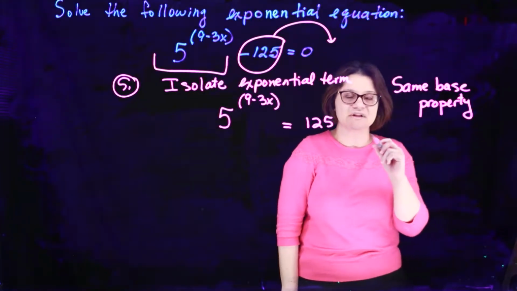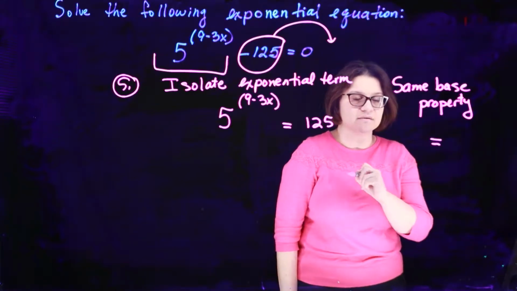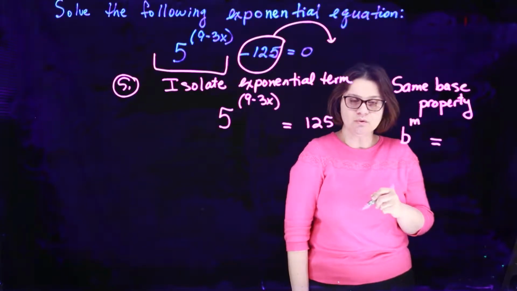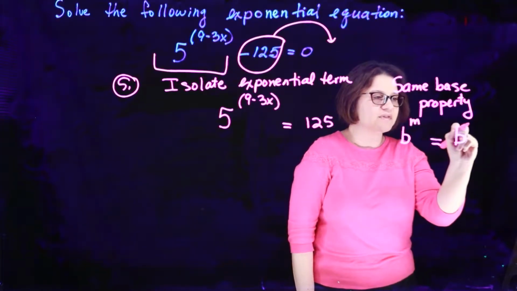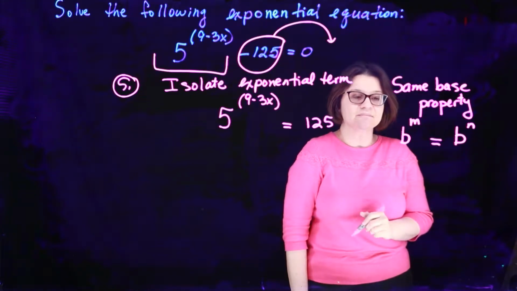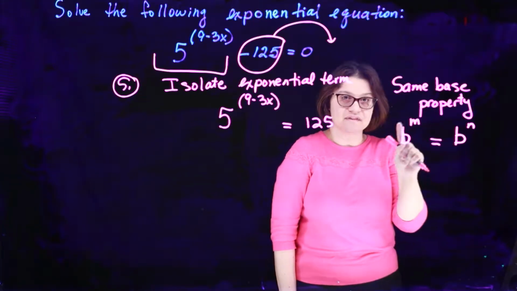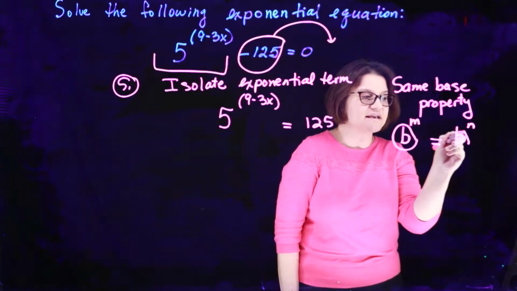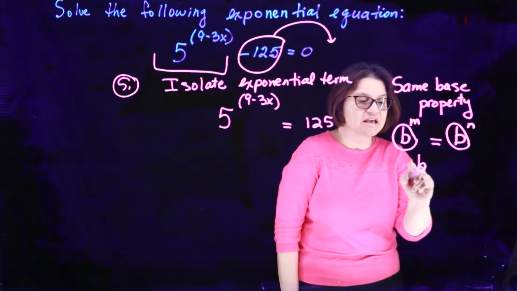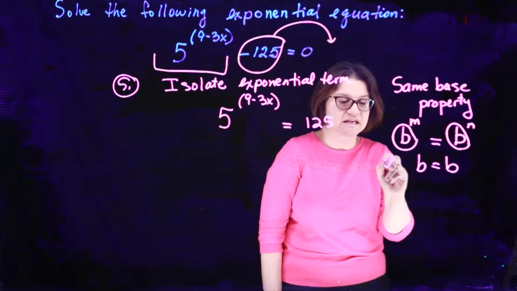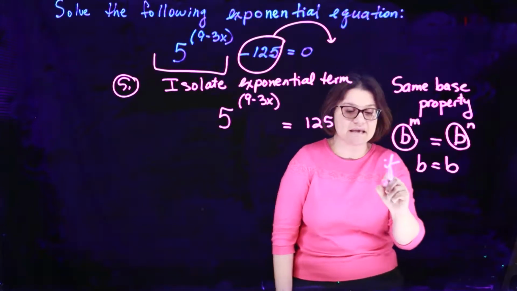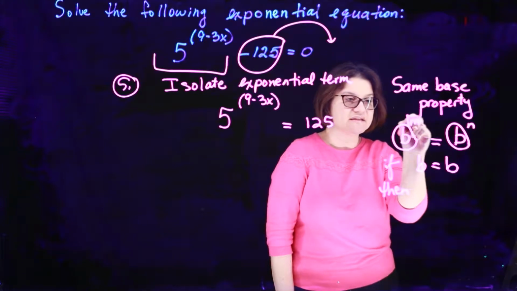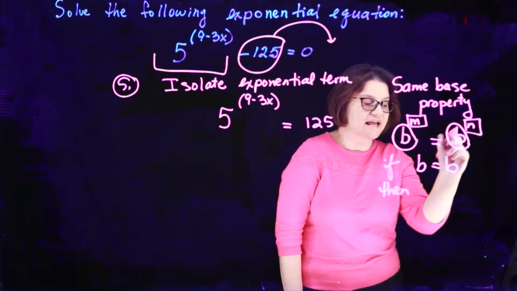To do that, we go back to the idea of the same base property. The same base property says something like this. If we have an equation where we have one base with an exponent on one side, and one base with an exponent on the other side, the property says, if and only if our bases are the same, so this base b and this base b, then we can say that the exponents, this m, will equal this n.